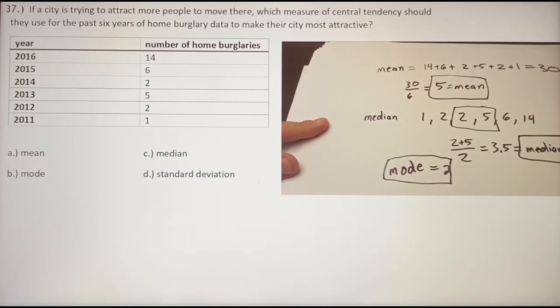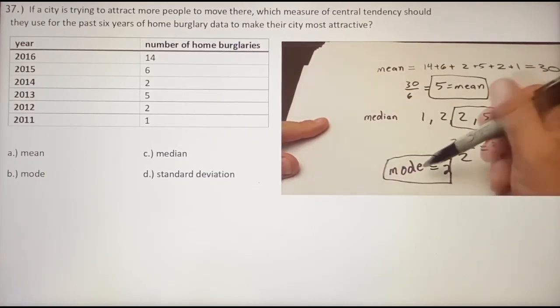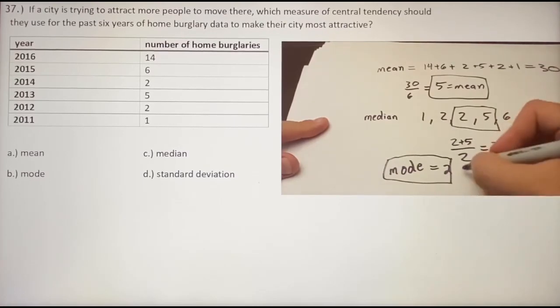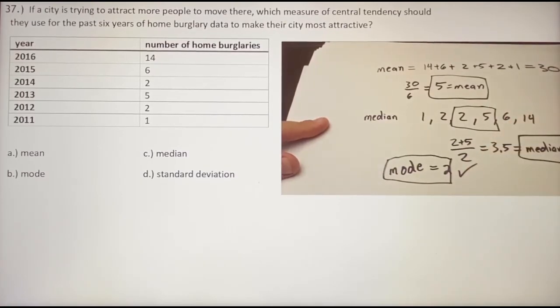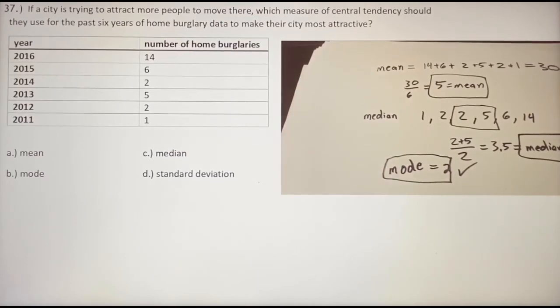So to find the smallest number, we're just looking at 5, 3.5, and 2. And I'm going to go with 2 is what I would choose if I'm trying to attract more people to move there.